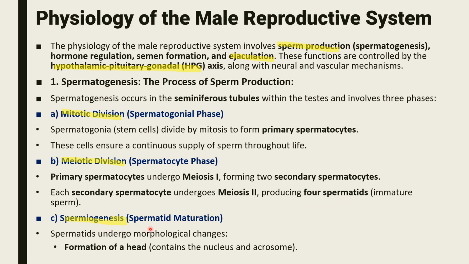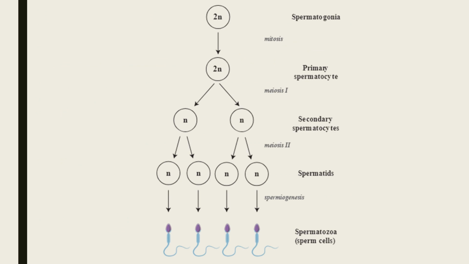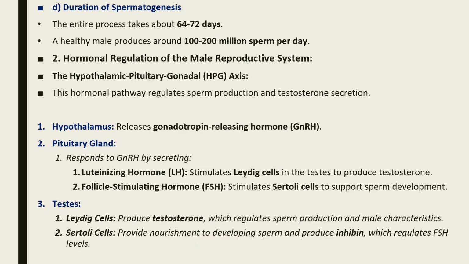Spermiogenesis, or spermatid maturation, is where spermatids undergo morphological changes, including formation of a head that contains the nucleus and chromosomes. You can see here it is spermatogonia. It is then converted into primary spermatocyte, then secondary spermatocyte, then spermatids, and finally spermatozoa or sperm cells.